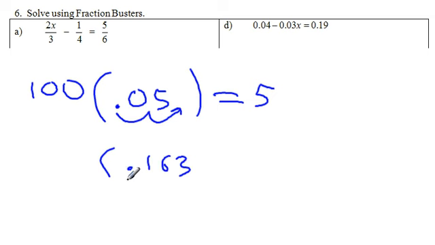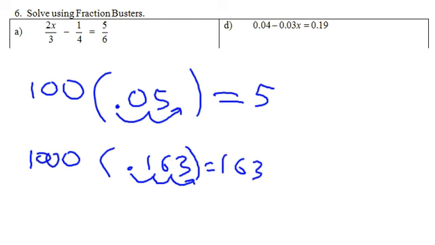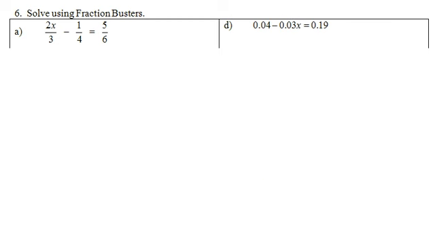Or let's say you had 0.163. If you wanted to get rid of 3 decimal places and want to move the decimal 3 times, you have to multiply by 1,000. That would be 163 as a result. So in our problem, we have 2 decimal places everywhere, so we can get away with just multiplying everything by 100, and that should move the decimals back to non-fractions or non-decimals.